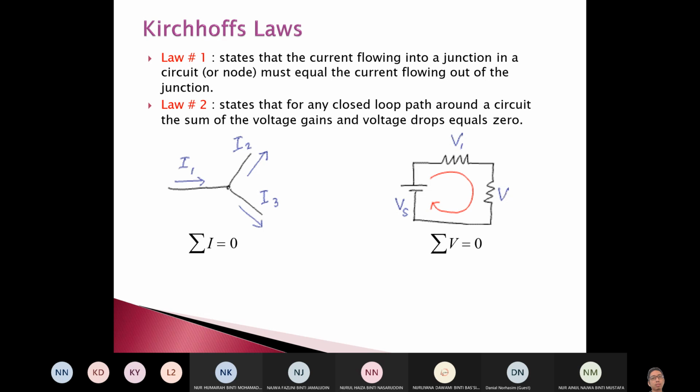And then back here it will be 0. So after summation of all that, it should be 0. Meaning 5 volt, minus 2 volt, and then minus 3 volt. So you should get the summation of that as 0. So that's the Kirchhoff law.